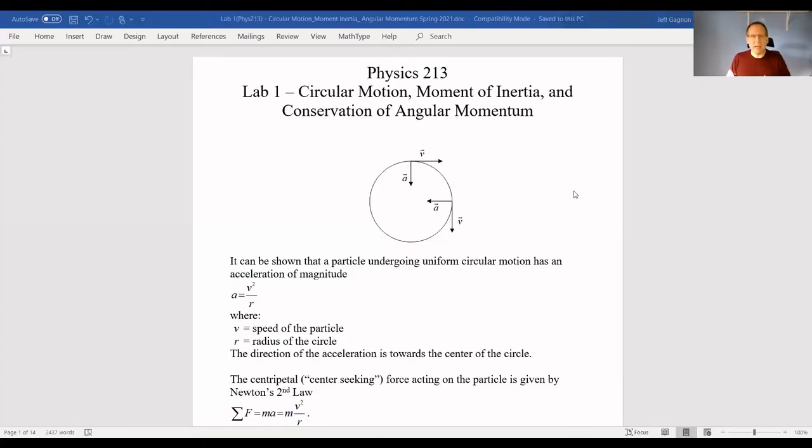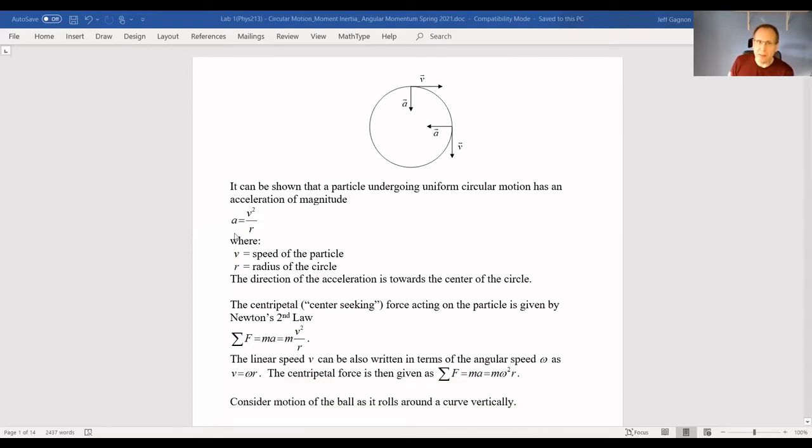Okay, so let's go back to the handout. So again, I talked about the centripetal acceleration, right? We talked about the magnitude being v squared over r, or we could write it as omega squared r.